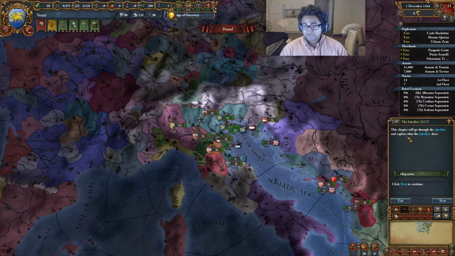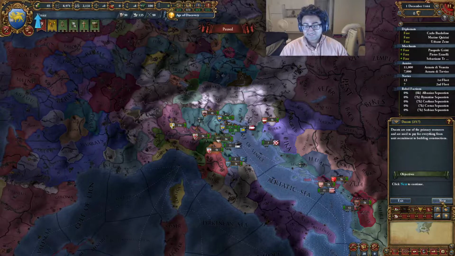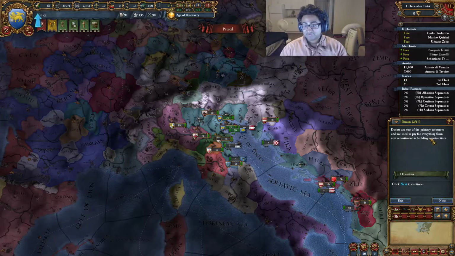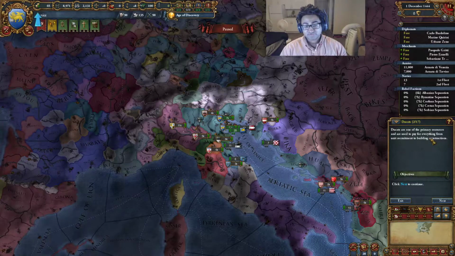This chapter will go through the interface and explain what the interface does. Next. Ducats are one of the primary resources and are used to pay for everything from unit recruitment to building constructions.